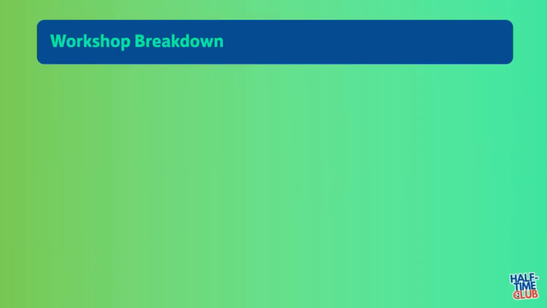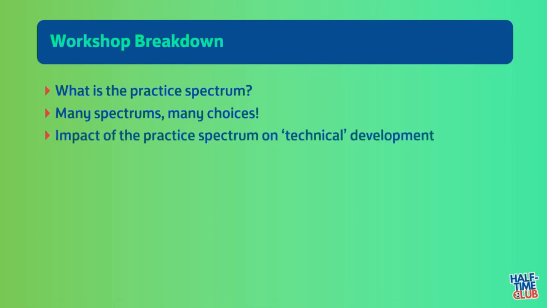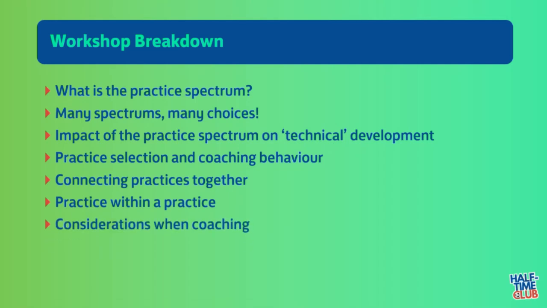So as always, we have our workshop breakdown. We're going to look at what is the practice spectrum. We can look at the idea that there's many spectrums out there and there's also many choices to pick from within them. The impact of the practice spectrum on technical development with players. Practice selection and its impact on coaching behaviour, and how coaching behaviour can also impact our choice of practice selection. How we can connect practices together. We look at the idea of a practice within a practice, and some final considerations when coaching.